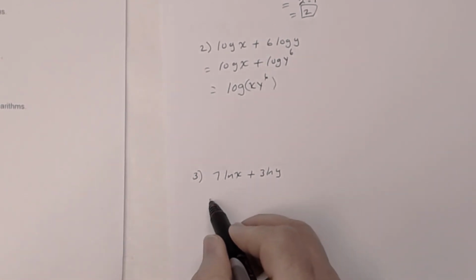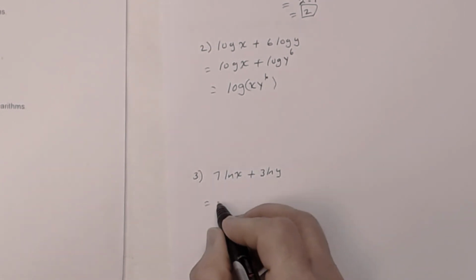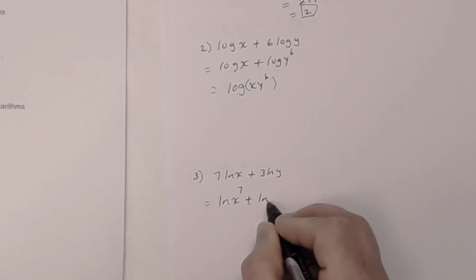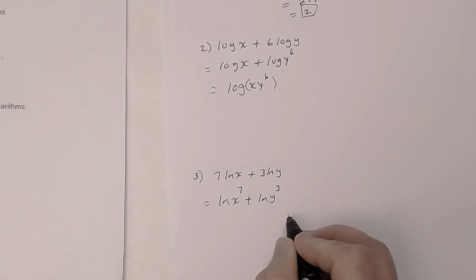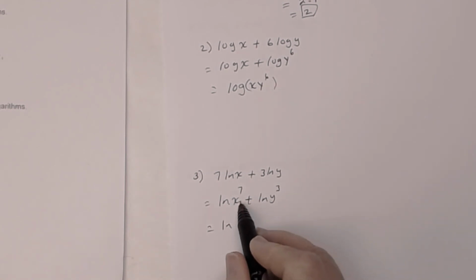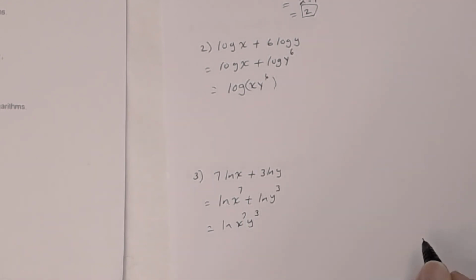So let's go ahead and use the power rule now. Since that coefficient is a 7, I can write this as an exponent. So it becomes the natural log of x to the 7th power plus the natural log of y to the 3rd power. And now you can write this as a single logarithm. And that's going to be the log of those products. So the product of those arguments will be x to the 7th times y to the 3rd. And that's it.